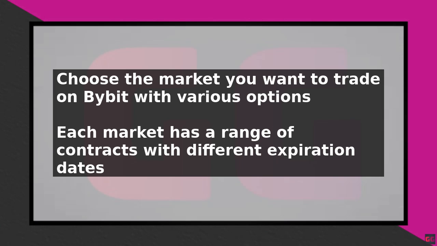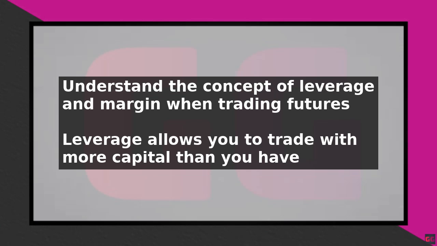Once you have chosen your market and contract, you can place an order to buy or sell. Bybit offers a range of order types, including limit orders, market orders, and stop-loss orders. A limit order allows you to set a specific price at which you want to buy or sell, while a market order will execute your trade at the current market price.